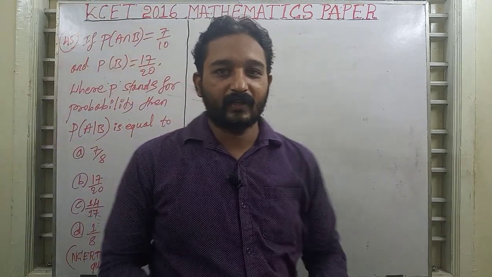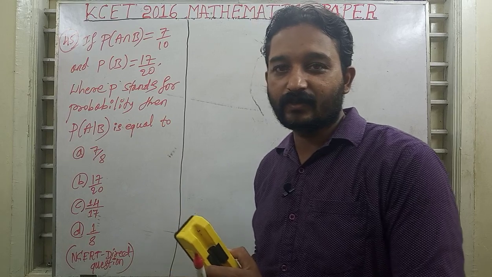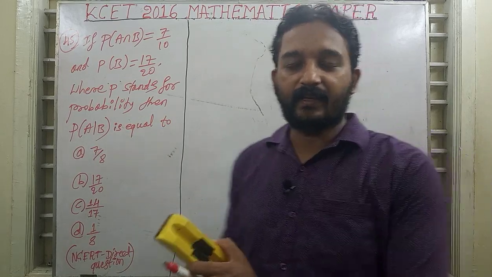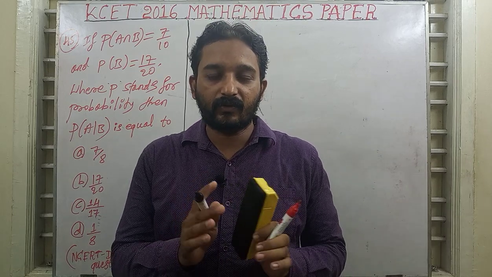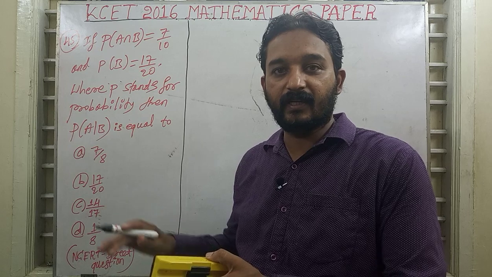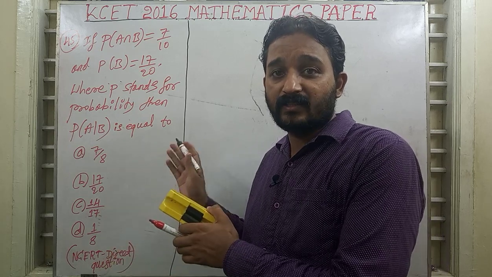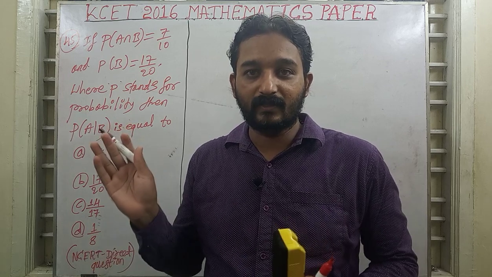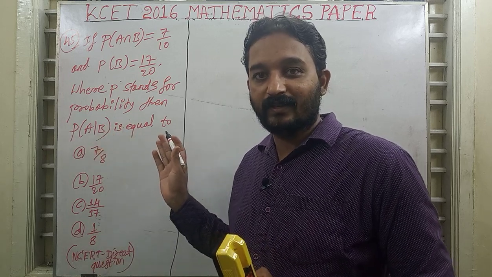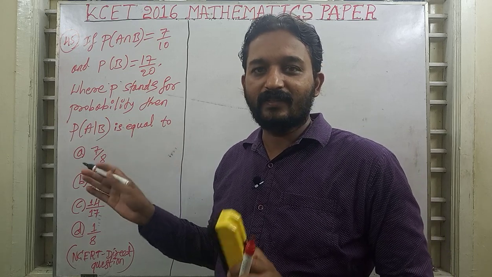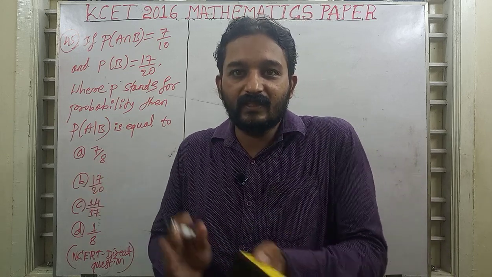So now let us move on to the next question, question number 45. This question is based on the chapter of probability, which belongs to the second year. Usually they ask 4 or 5 questions on this chapter in KCET. And they also have this type of question in the theory exam carrying 1 mark. It is also a 1 mark question in KCET. Very simple question. We can solve this question easily.